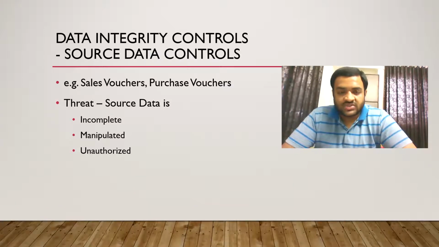First one is source data controls. What are the business transactions? The business transactions are purchase, sales, expenditure, income, etc. What we do is, for these we issue some primary documents like sales vouchers, purchase vouchers. Then for expenditure also we have certain documents. For income we have certain documents. So what we do is we prepare documents as a proof for money expended or money received. These are basically your source documents of the organization.